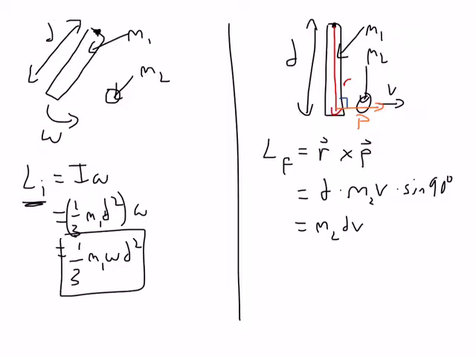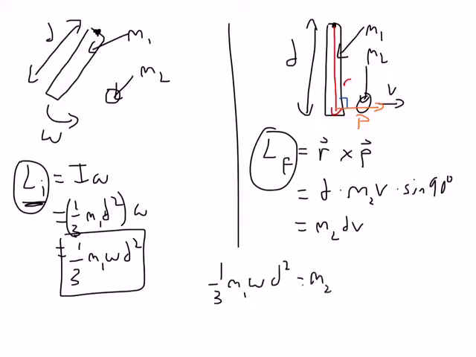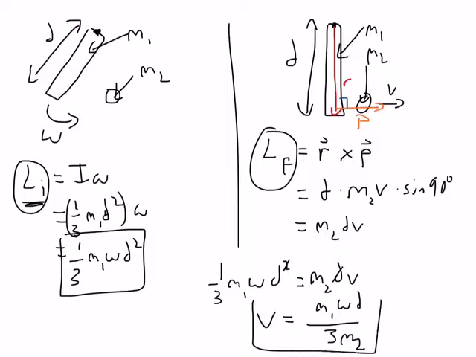And all we need to do is equate these two sides. So we get 1/3 m1 omega d squared equals m2 d v. We can cancel a factor of d, and we get v is m1 omega d over 3 m2. And that's part B.